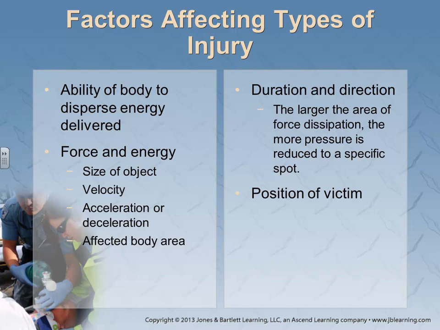The larger the area of force dissipation, the more pressure is reduced to a specific spot. What does that mean? Pretty much the bigger the mass that hits you, the larger the body area. All right? The smaller the mass, more of a specific area that's going to cause injury. If I got hit by a wrecking ball that's huge, it's going to cause injury all over me. Right? But if you throw a medicine ball at me as hard as you can, it's just going to cause injury in a specific spot. Right?